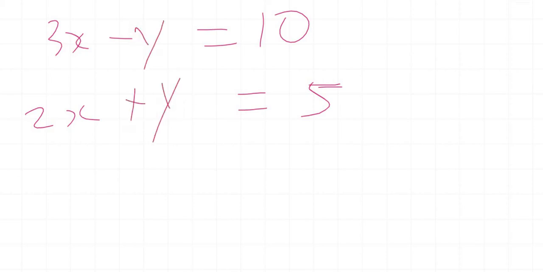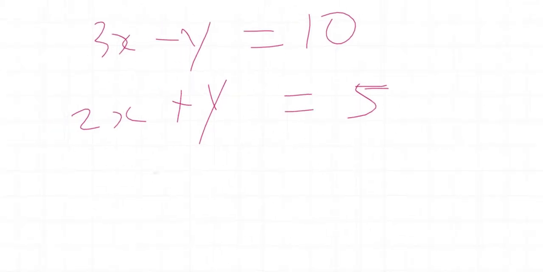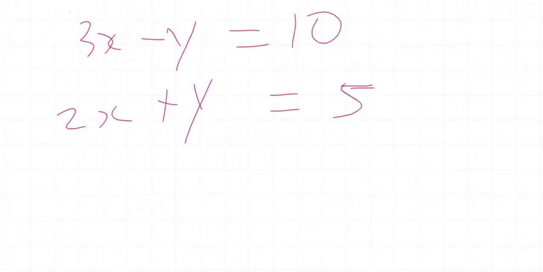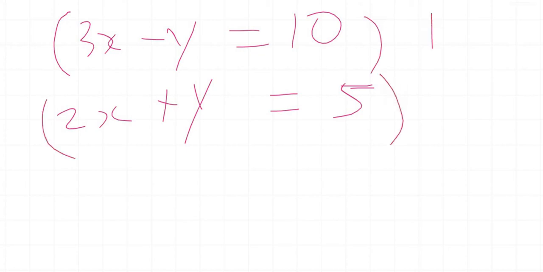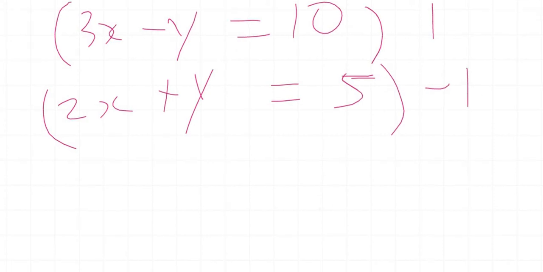So we use the coefficients of those to multiply. We'll use the positive 1 to multiply equation 1 and negative 1 to multiply the other equation. So let's go. If I multiply by negative 1, I'll get back the same fraction.